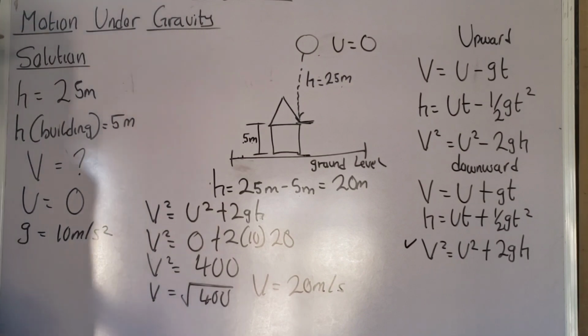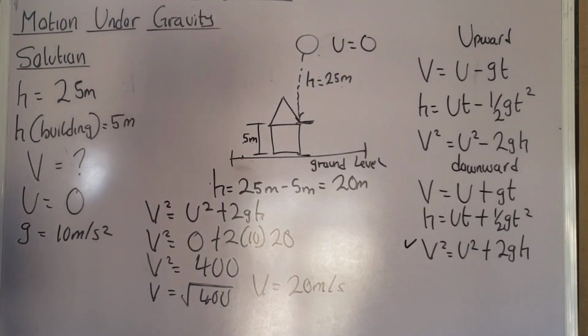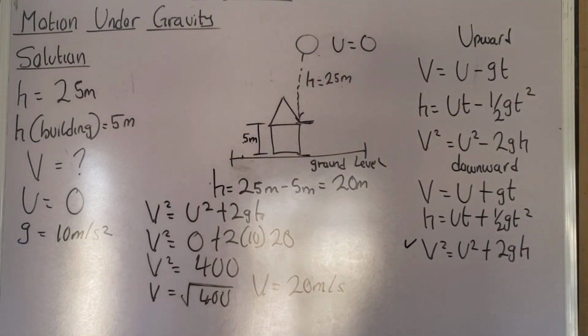You understand? So that is the velocity at which the ball, the object, strikes the top of the roof of the building. Do you understand? That is the velocity at which the object strikes the roof of the building. So let's move to another question.